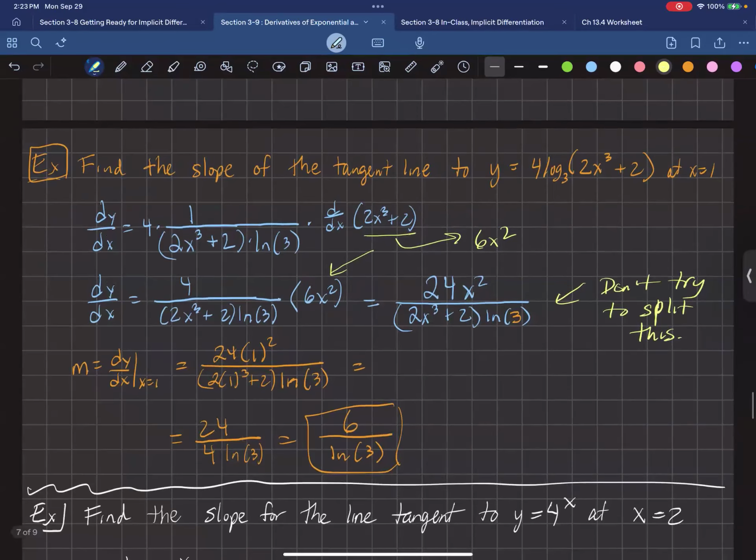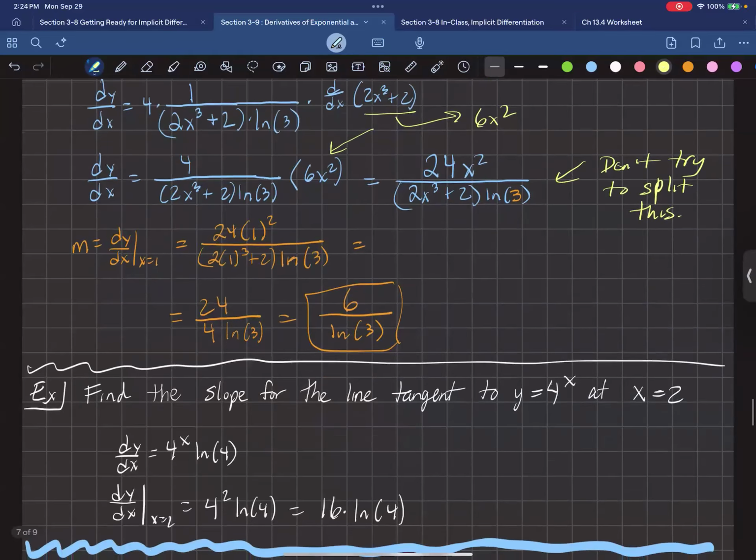Here's one for you to try. Find the slope for the line tangent to y equals 4 to the x power at x equals 2. Pause the video and work it out. All right, I'll assume you did. Remember, the derivative of b to the x is just b to the x times natural log of b. So we have dy/dx equals 4 to the x times natural log of 4. We evaluate at x equals 2. We get 4 squared times natural log of 4. So the slope would be 16 times natural log of 4.